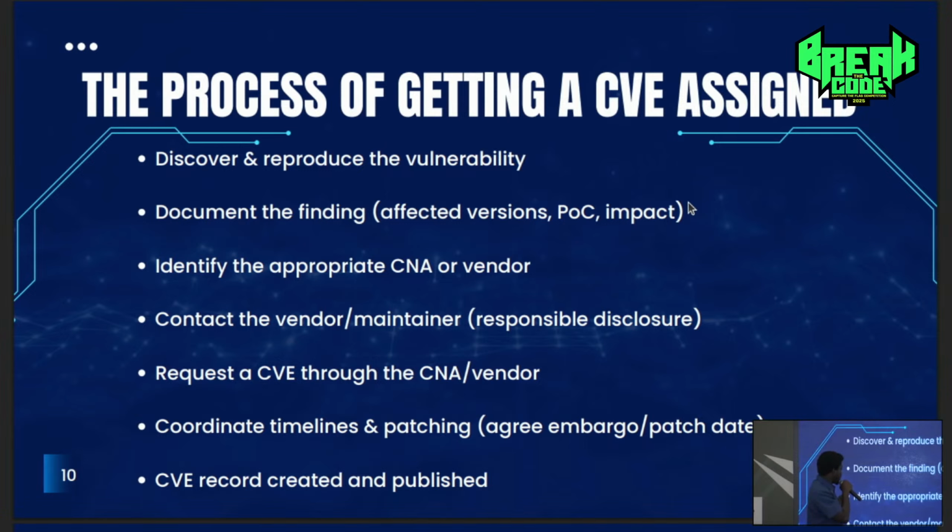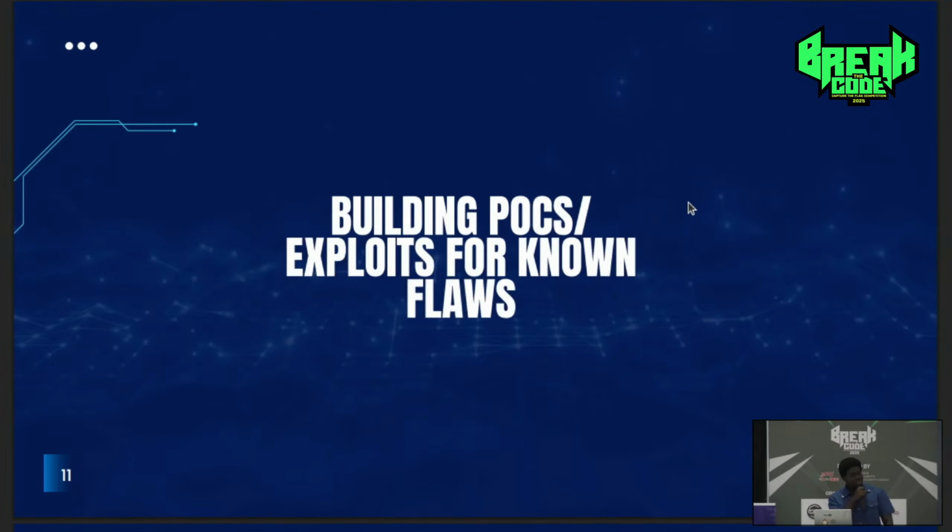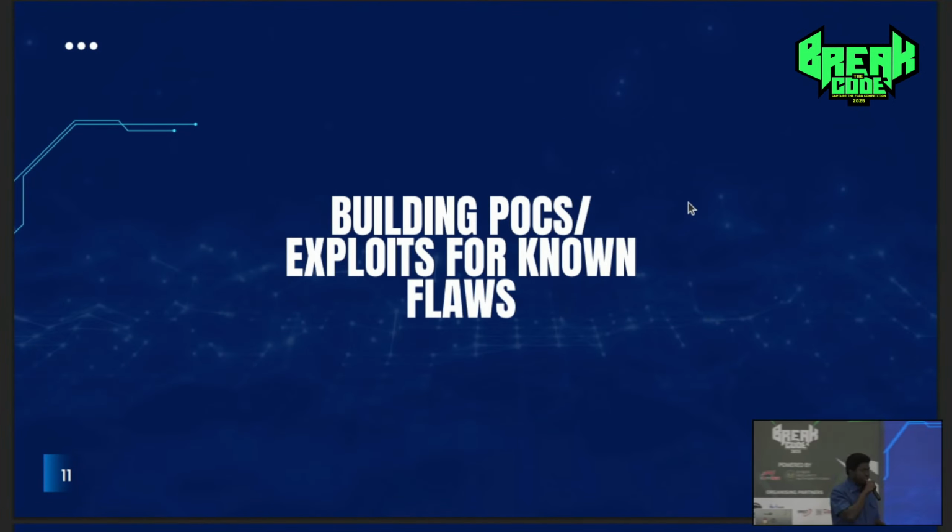And then some of the things that you need to request a CVE is the documentation that proves that that particular vulnerability exists and all that. And then you coordinate timelines. Then finally, the CVE record is created and published. In some cases, they could even reference you as the person who discovered that particular vulnerability in the software. Yeah, so that's it for discovering CVEs or discovering vulnerabilities.